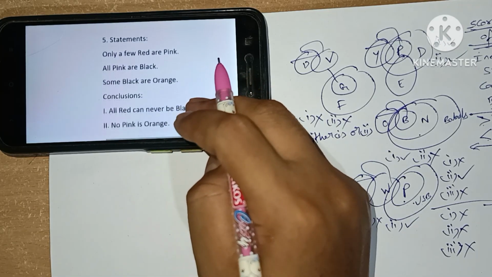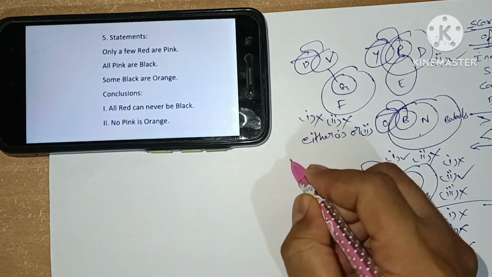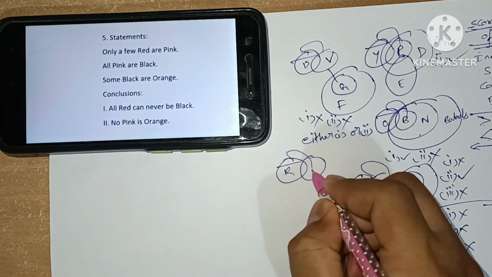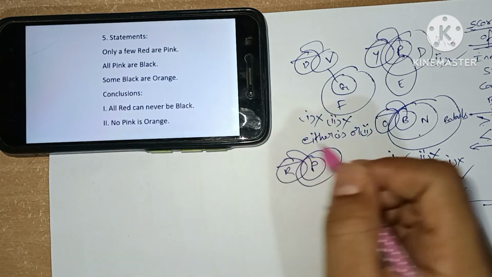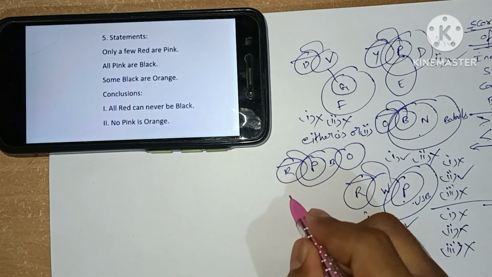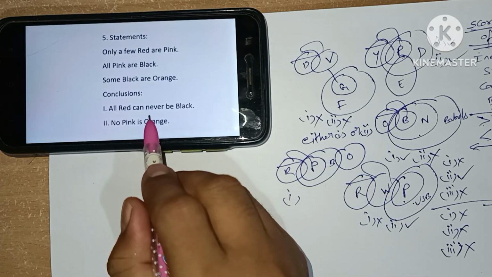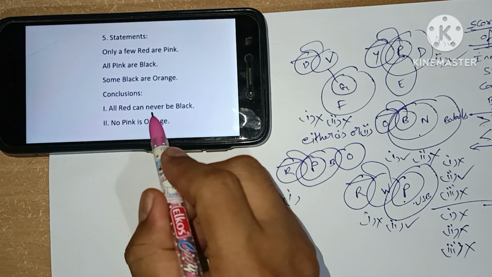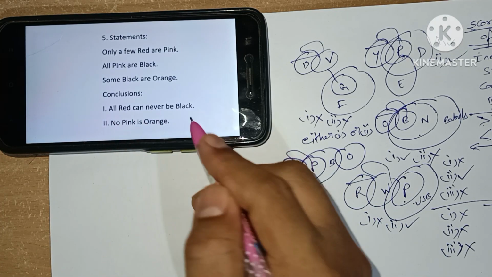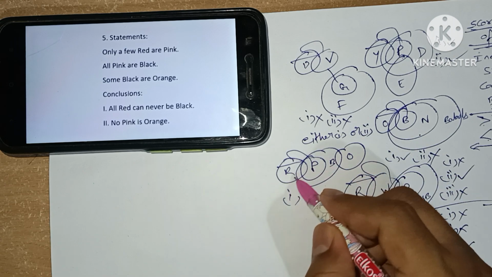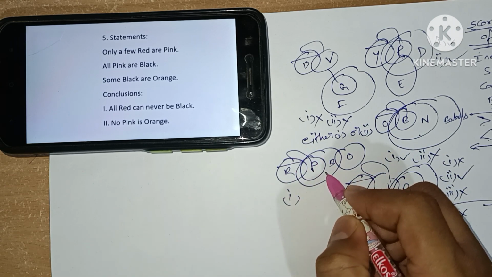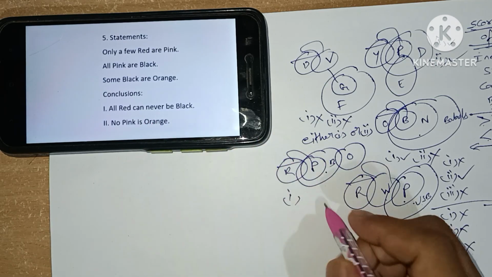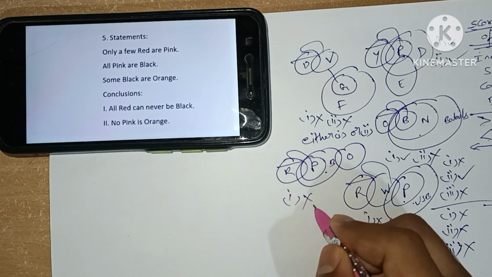Okay, let's see the fifth one. Only a few red are pink. All pink are black. Some black are orange. Conclusions. All red can never be black. Here we see never, so we check whether all red can be black or not. All red can be placed inside black. It is possible. All case possible means never case fails. So the first conclusion will be false.